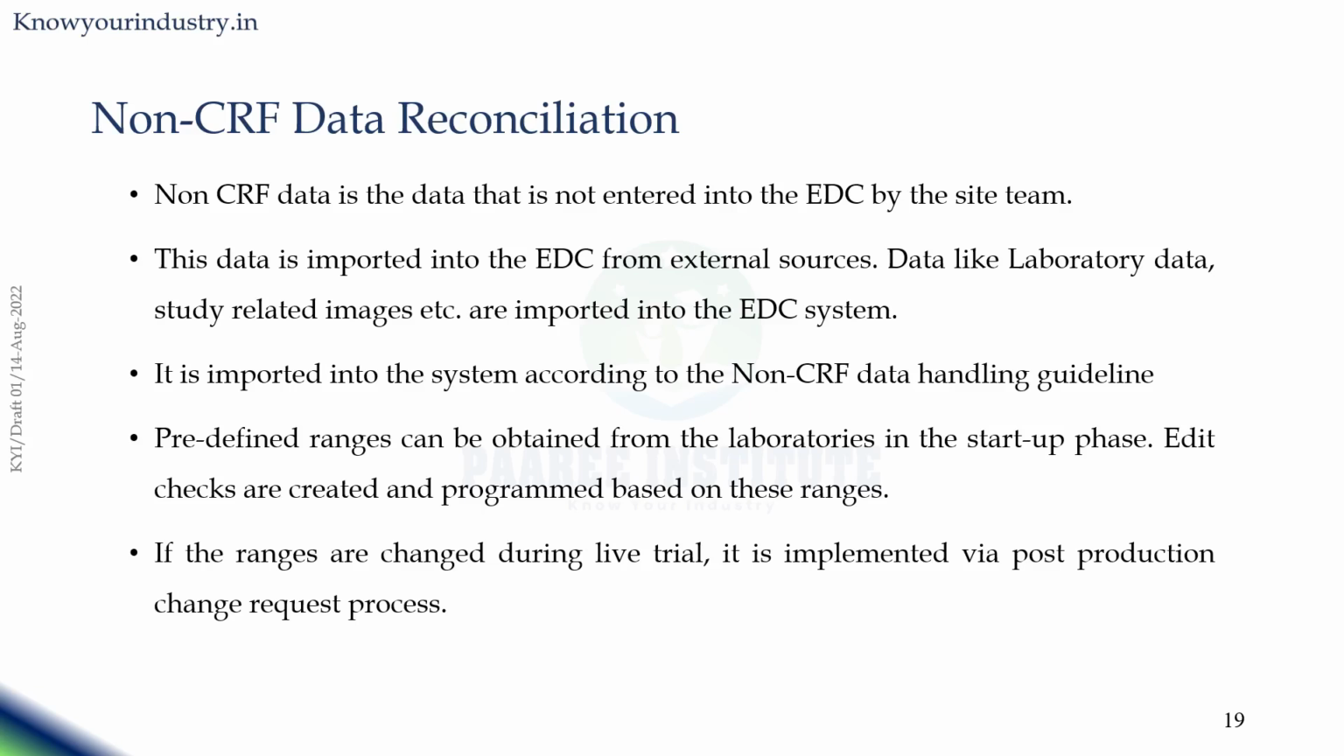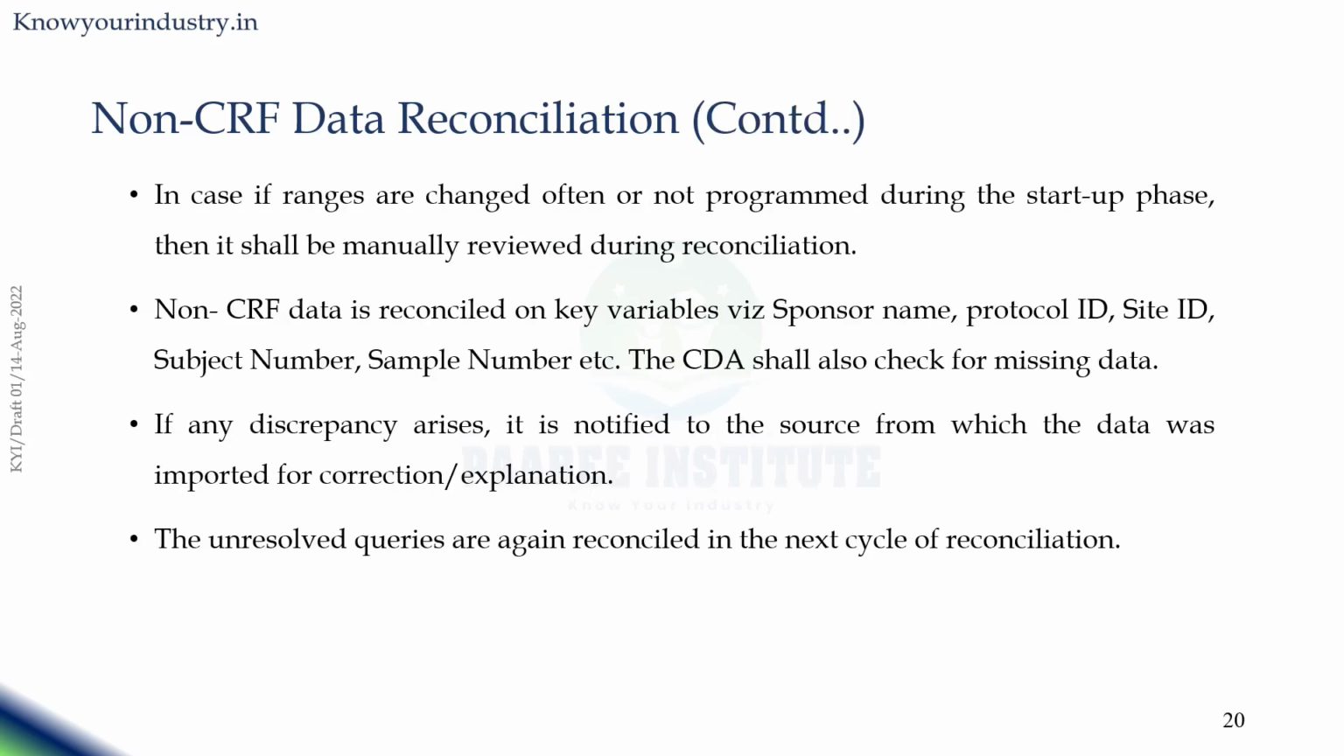Predefined ranges can be obtained from the laboratories in the startup phase. Edit checks are created and programmed based on these ranges. If the ranges are changed during a live trial, it is implemented via the post-production change request process, because based upon this only the queries will be raised. In case the ranges are changed often or not programmed during the startup phase, then it shall be manually reviewed during the reconciliation process.